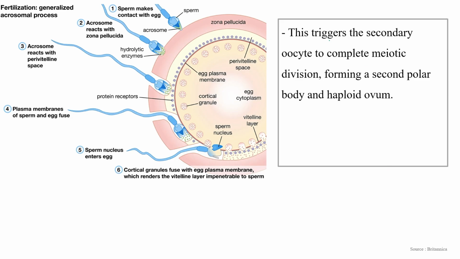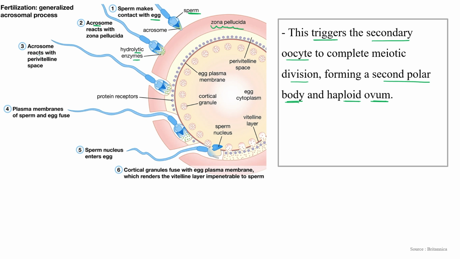And this process triggers the secondary oocyte to complete its meiotic division and form a secondary polar body and a haploid ovum. Okay, this is the outer layer of the ova, the zona pellucida. This sperm actually makes contact with the egg. Immediately this acrosome reaches the zona pellucida and releases its hydrolytic enzyme, as you can see over here.